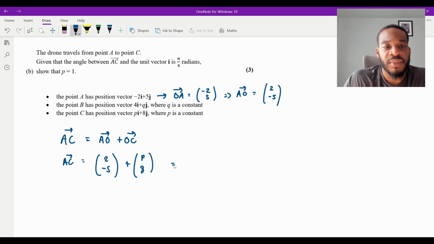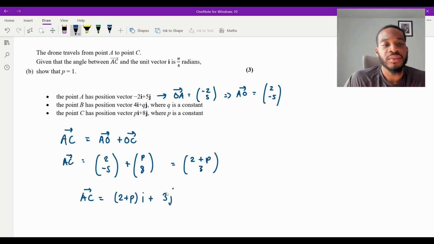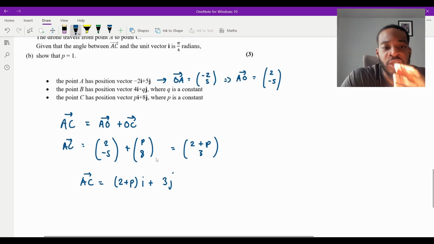And now that must mean that the vector A to C at the top is going to be 2 plus p. Minus 5 plus 8 is 3. So therefore, we can say that A to C is equal to, in i and j form, (2 + p)i + 3j. Now, the angle between AC and the unit vector i. The unit vector i is just the x-axis and it's a horizontal line, isn't it? Going to the right. And it's pi over 4 radians. So I'm actually going to visualize that.